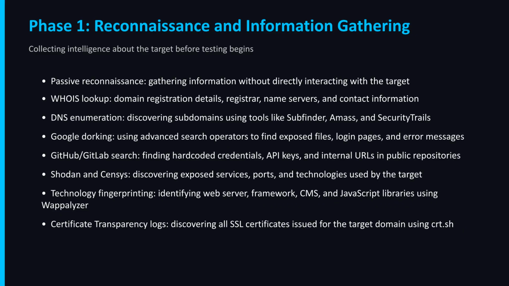Phase 1 is reconnaissance. By using passive techniques like WHOIS lookups, DNS enumeration, and dorking, you can gather valuable intelligence. Tools like Shodan, Censys, and GitHub Search help identify exposed services and accidentally leaked credentials.